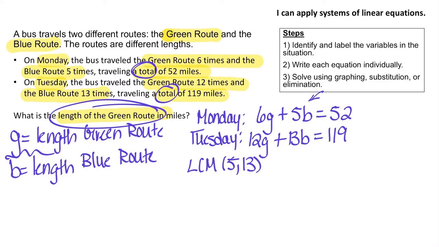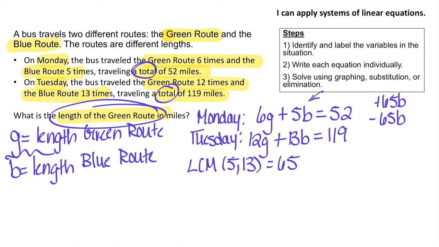So the LCM of 5 and 13 is 65. So what I need to do is turn one of these b's into a plus 65b, and I want to turn the other one into a minus 65b. Well, I need to now figure out how I go about doing that.